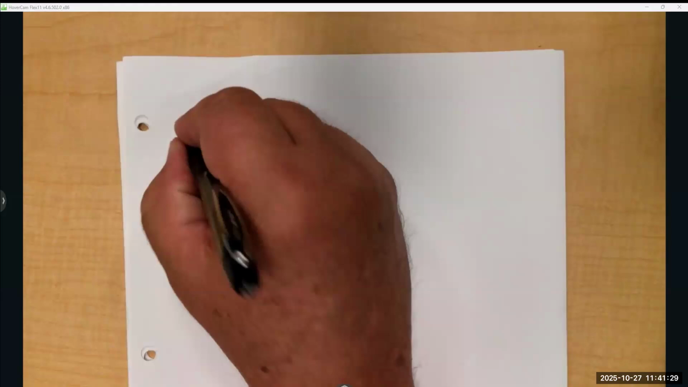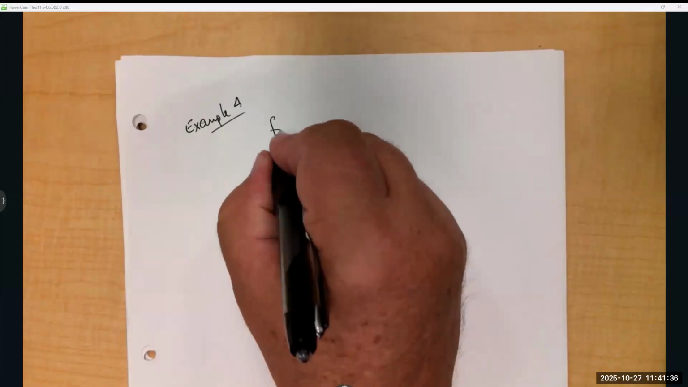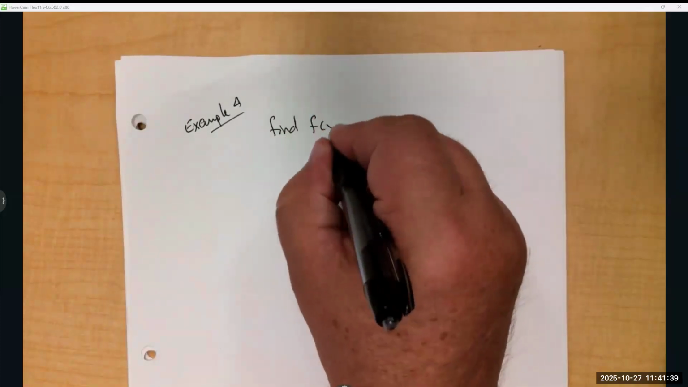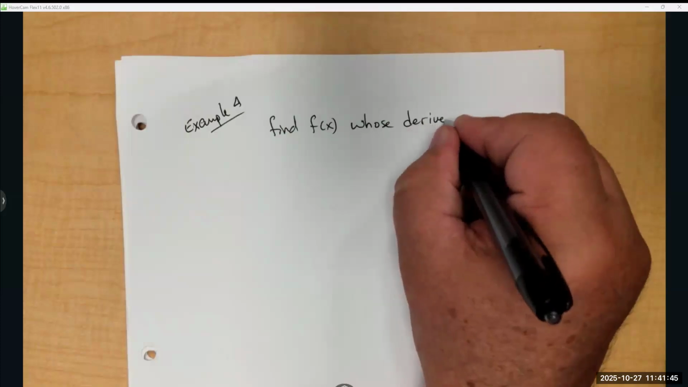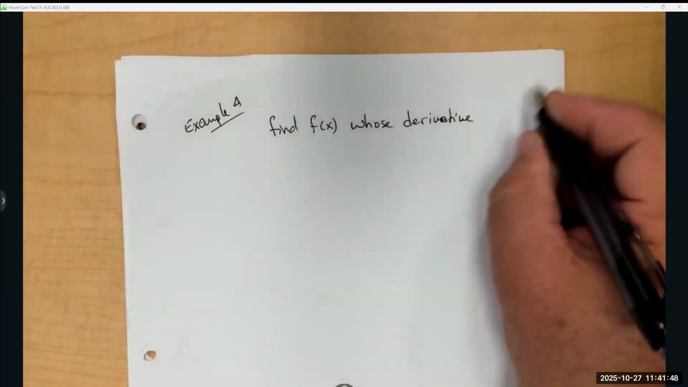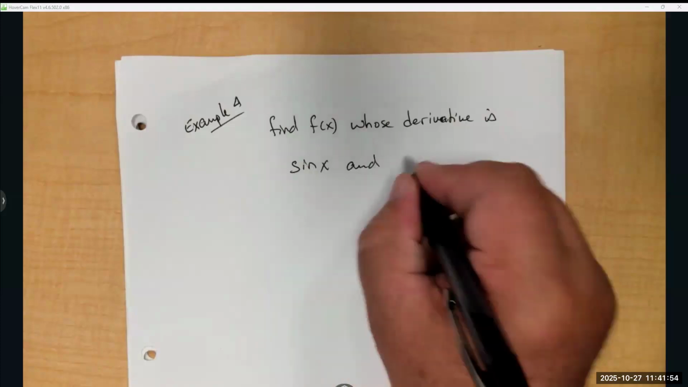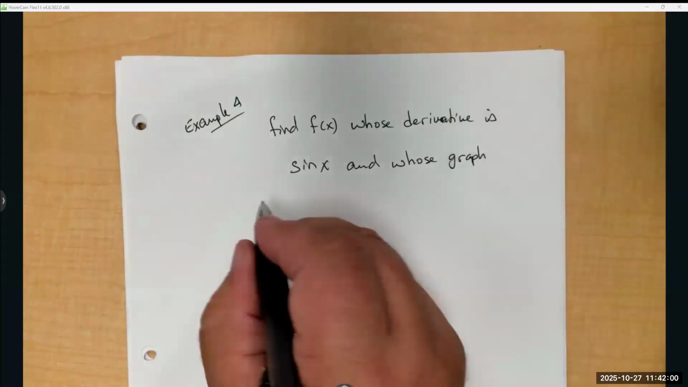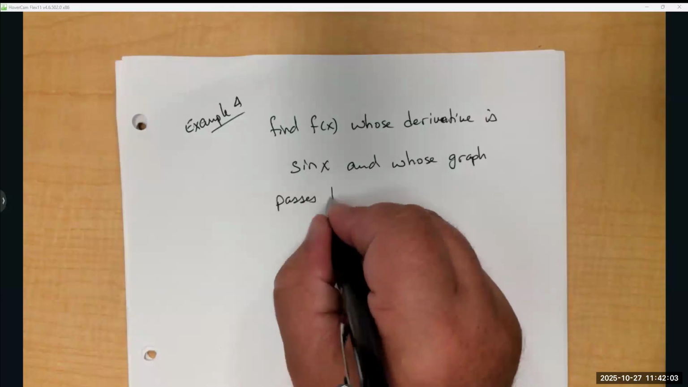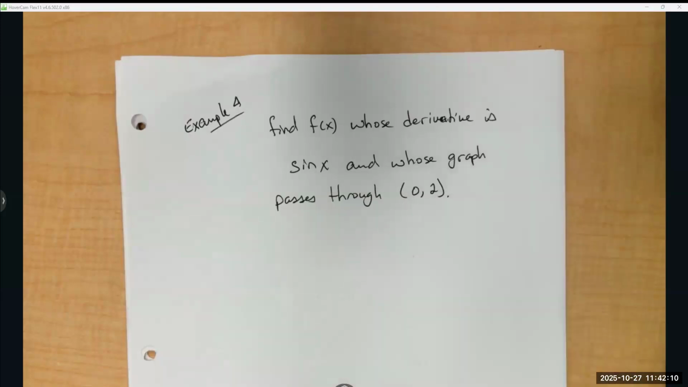So let's look at an example here. Let's find the value of c. Find the function f of x whose derivative is sine x and whose graph passes through (0, 2).